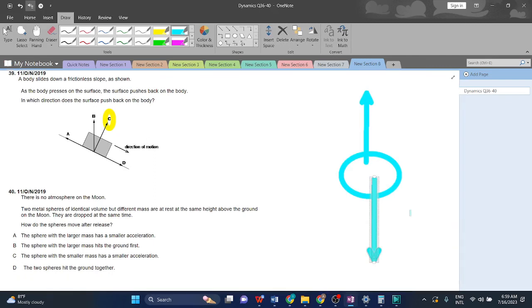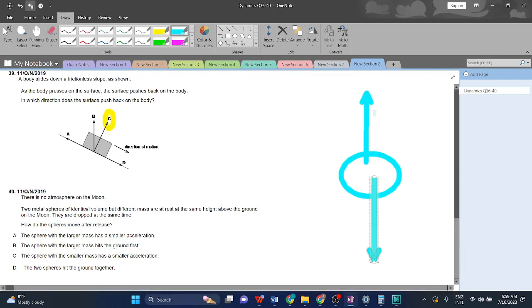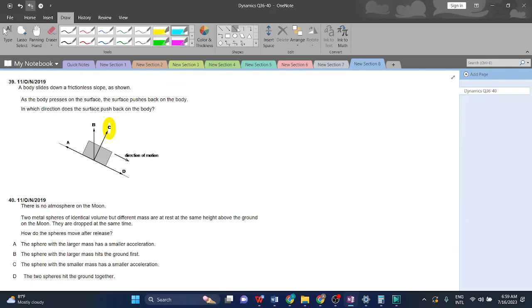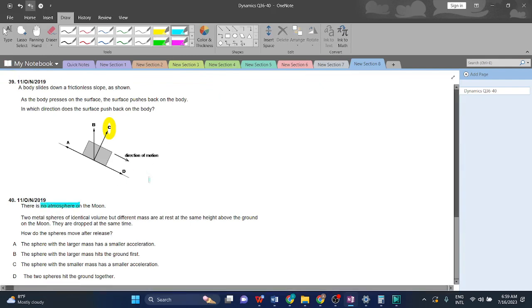तो अगर एक body नीचे at a terminal velocity travel कर रही है, तो नीचे वाले forces will be equal to the ऊपर वाले forces, which will be air resistance. But on the moon, there is no such thing as air resistance because there is no atmosphere. So that implies that the two spheres hit the ground together.